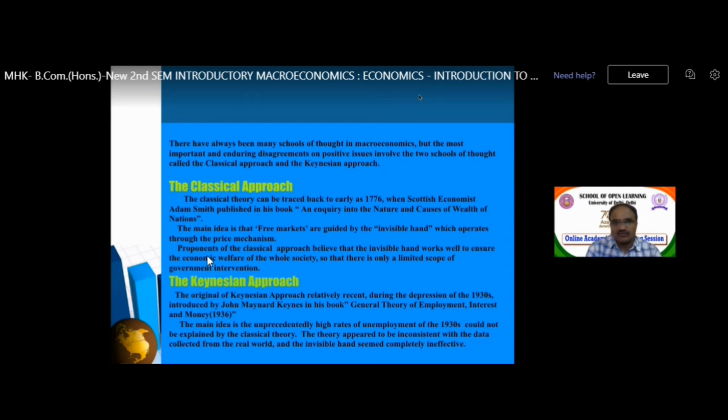Factors of production, there are four factors of production: labor, land, organization, and capital. Got the point? Okay. So classical economists trusted the free market mechanism, so that labor is the only factor influencing the entire output. Okay. Coming to the Keynesian approach.